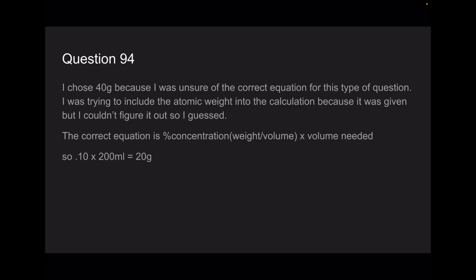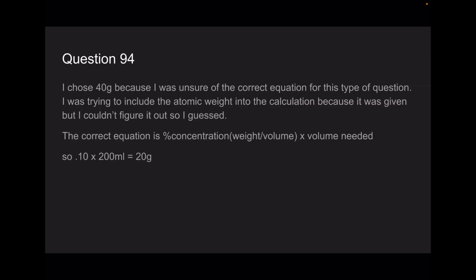Question 94. How many grams of sodium hydroxide are required to prepare a 200 milliliter solution of a 10% solution? And then it gives the atomic weight. I didn't really remember the calculation for this for sure, but because the atomic weight was given, I was trying to calculate something including that number, when really the calculation didn't need that number. So that's where I was off base. So I went with 40 grams.